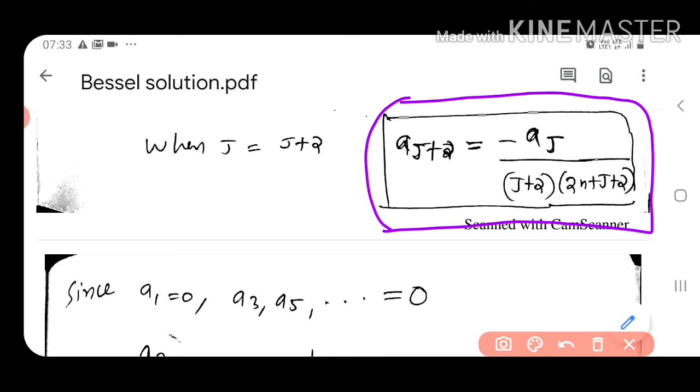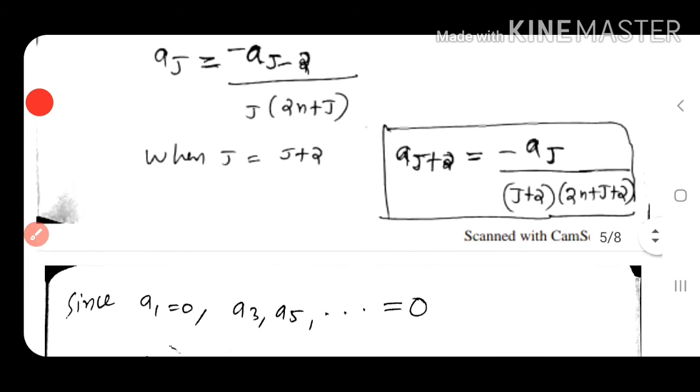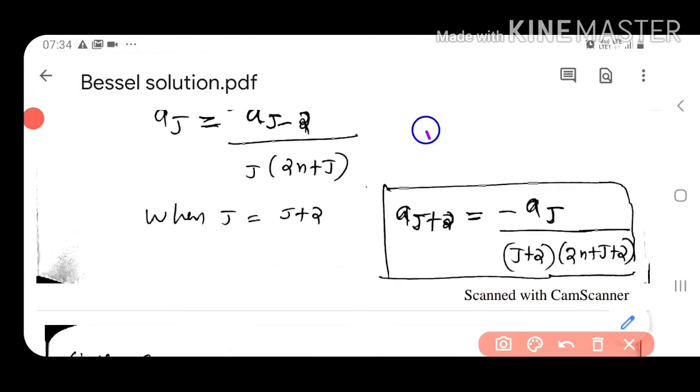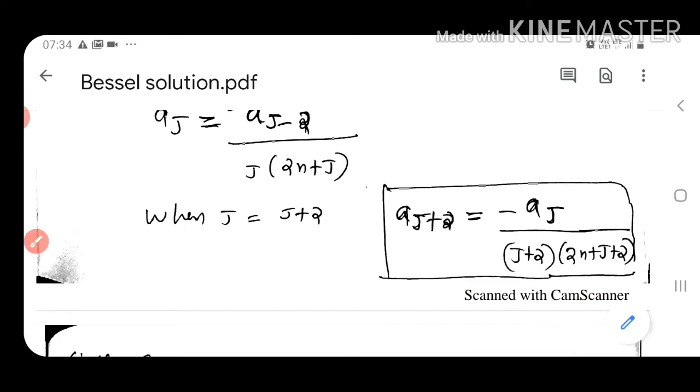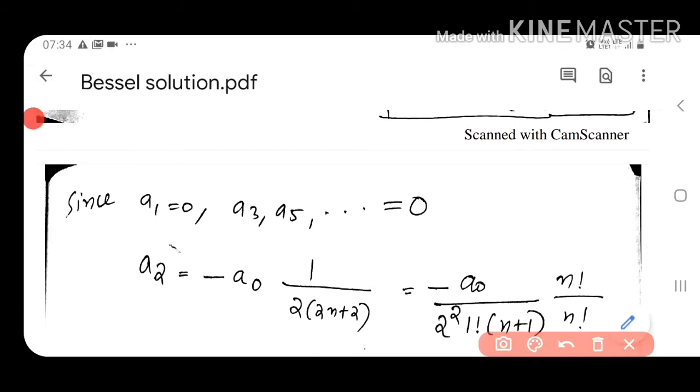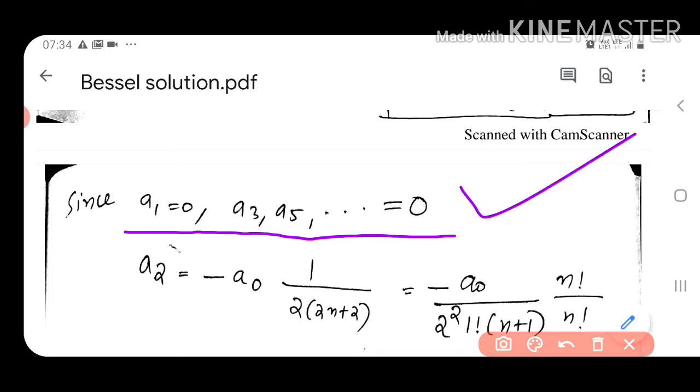And if a1 equal to 0, okay, a1 is 0, then a3, a5, all of them are equal to 0. We know a1 is 0. We have seen in the second step that a1 is 0. So if a1 is 0, a3 will be 0. So a5 will be 0. So we will get a1, a3, a5, all of them as equal to 0. The odd values of a will be equal to 0.